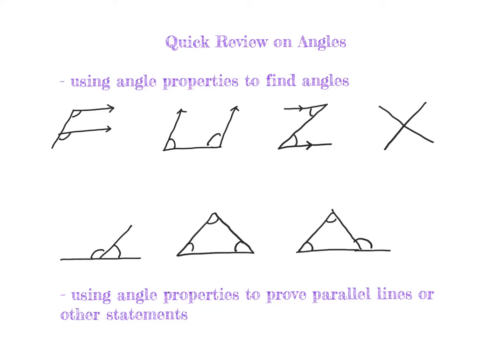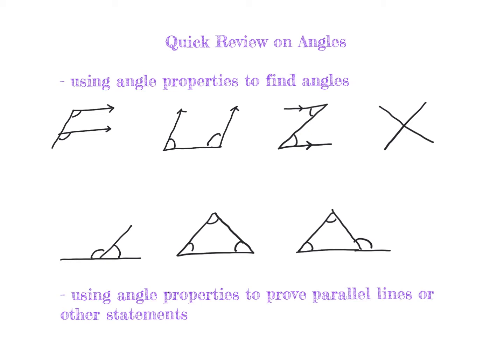Now in this part of the lessons today, we are going to do a quick review on the angle properties of parallel lines, and maybe also a little bit on adjacent angles on straight lines and angle sum of triangles. We are going to use these properties to find different angles, and also to prove either that two lines are parallel or other statements. So before we begin, let's take a look at some of the angle properties that we commonly use.